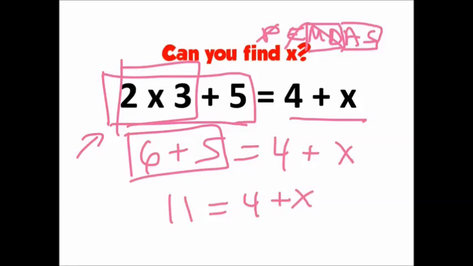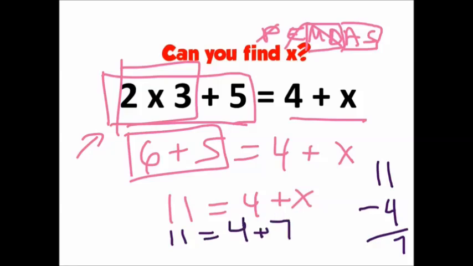And I can figure out what I need to add to 4 to get 11. And like we said before, you could just subtract them. And I get 7. So x is 7. 11 equals 4 plus 7.